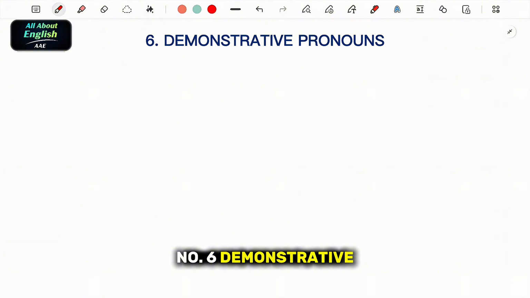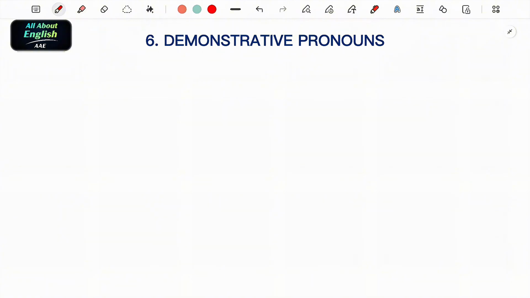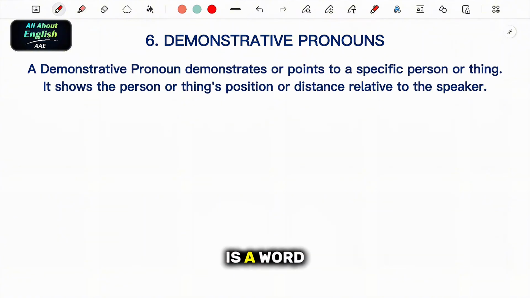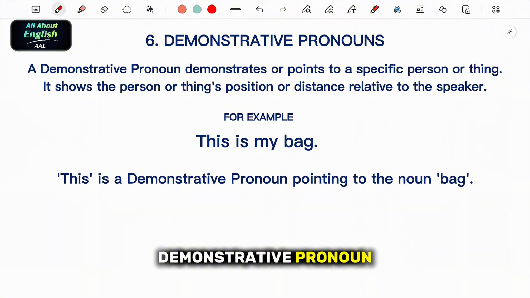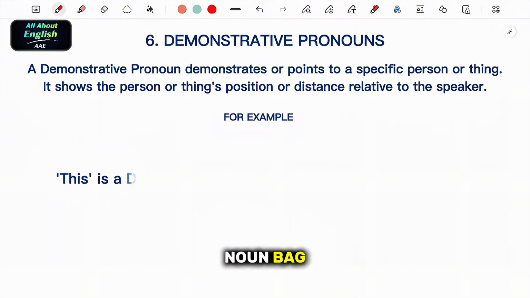Number 6. Demonstrative pronouns. A demonstrative pronoun is a word that demonstrates or points to a specific person or thing. It shows the person or thing's position or distance relative to the speaker. For example, this is my bag. Here, this is a demonstrative pronoun pointing to the noun bag.